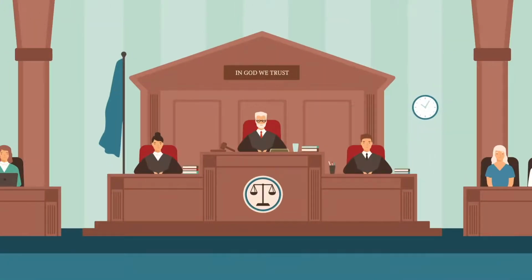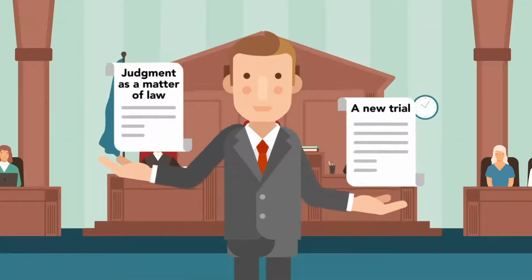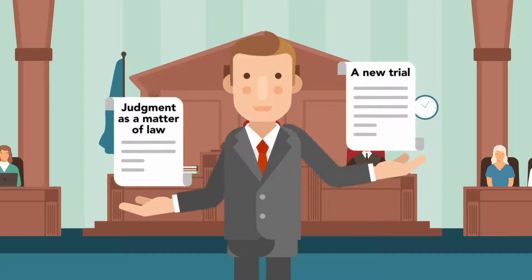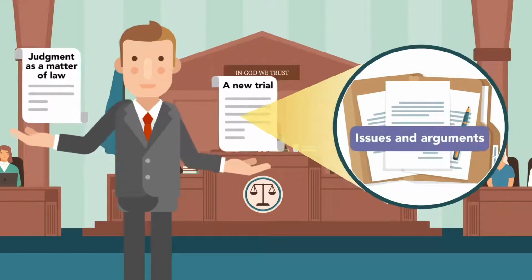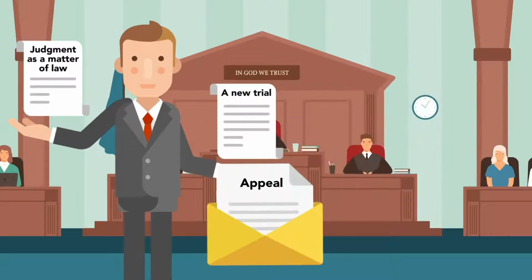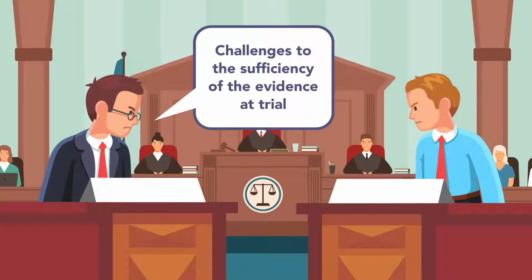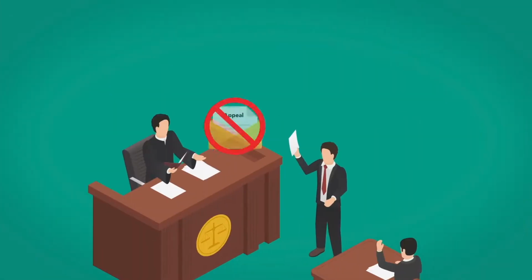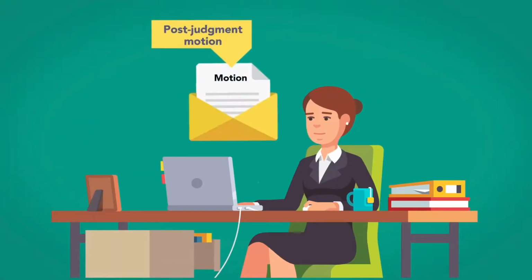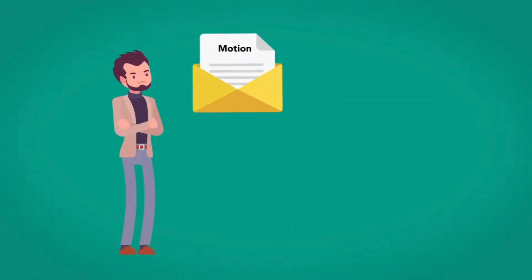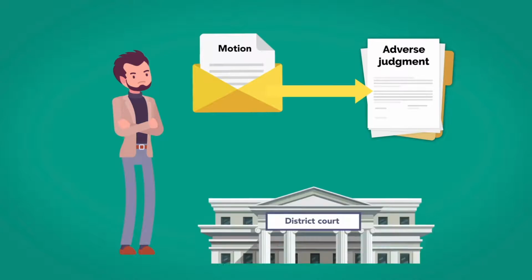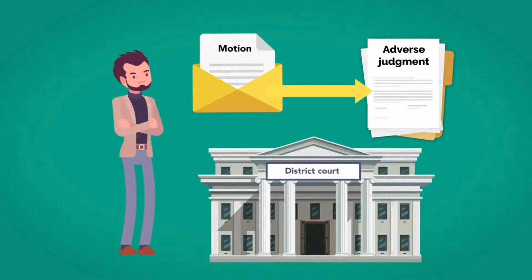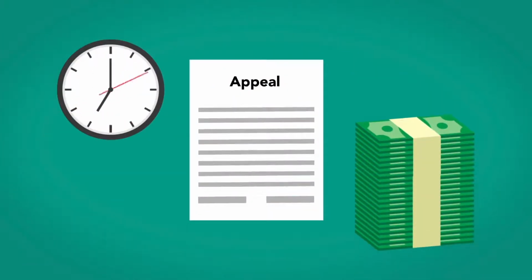In most cases, a party must move for both judgment as a matter of law and for a new trial to preserve certain issues and arguments for appeal, for example, challenges to the sufficiency of the evidence at trial. However, even if an appeal is not being filed, a post-judgment motion also offers the losing party an opportunity to challenge an adverse judgment directly with the district court, avoiding the time and expense of an appeal.